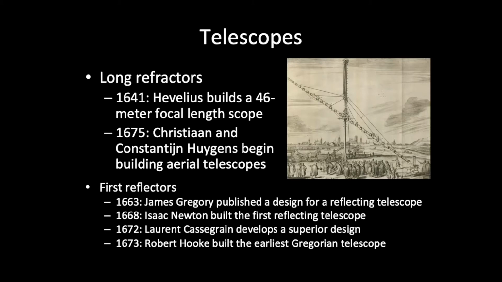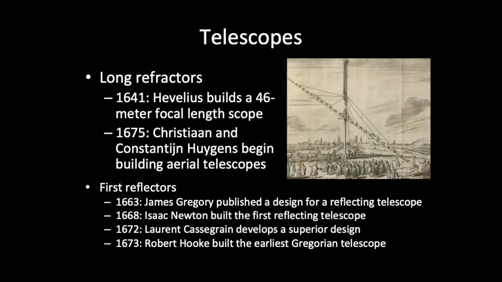Also, during the late 1600s were the first reflecting telescopes. In 1663, the Scottish James Gregory published a design for a reflecting telescope. He didn't actually build one. In 1668, Isaac Newton built the first reflecting telescope. Then in 1672, Laurent Cassegrain developed a superior model.